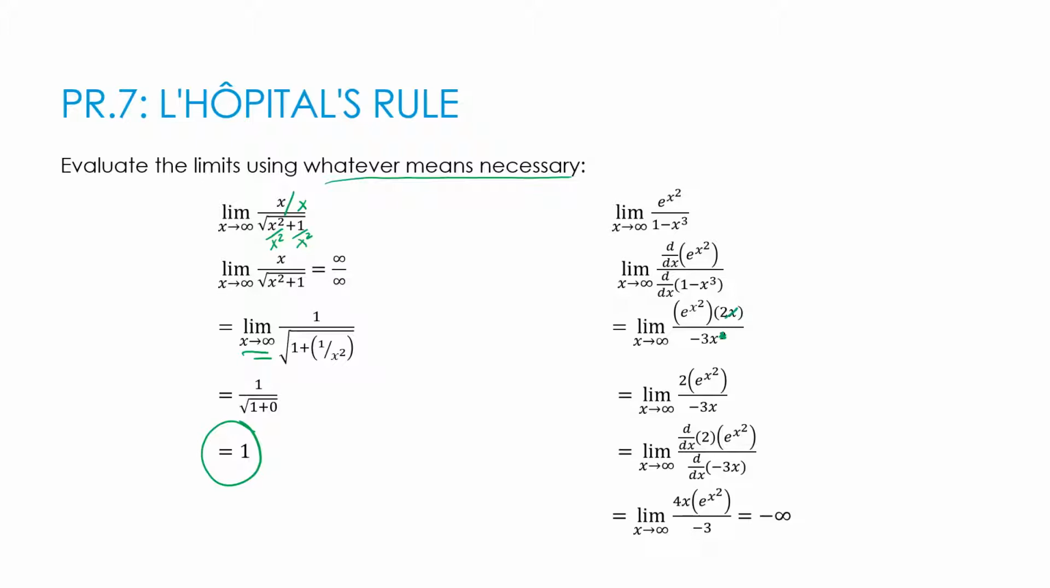And then notice if I try direct substitution here, I'm still stuck because I still end up with an indeterminate form. So now I'm going to apply L'Hopital's yet again and say, what's the derivative of 2e to the x squared? And that would be 4x e to the x squared. The derivative of negative 3x is negative 3. Well, now that I don't have that x as my denominator anymore, now I can just plug it in, and I end up with negative infinity.